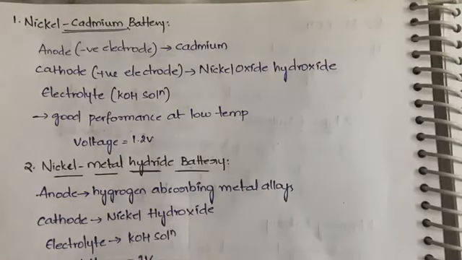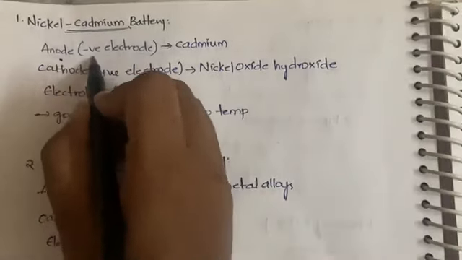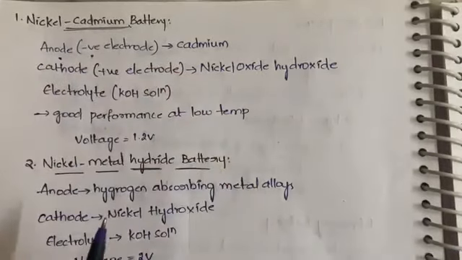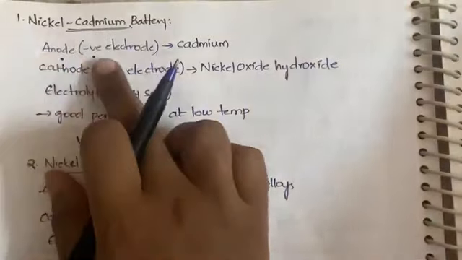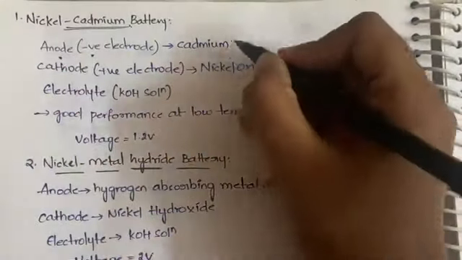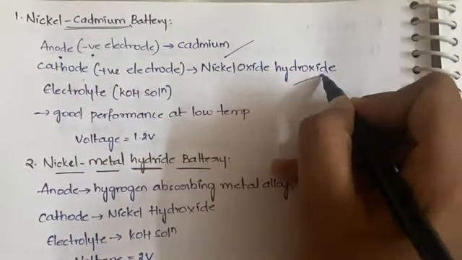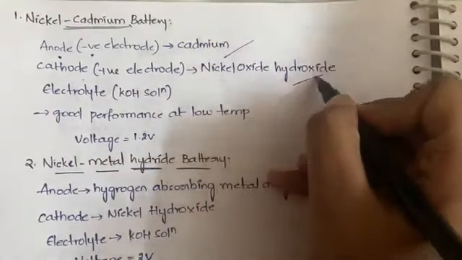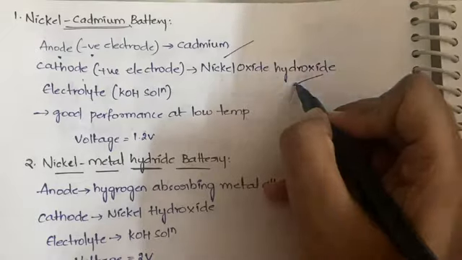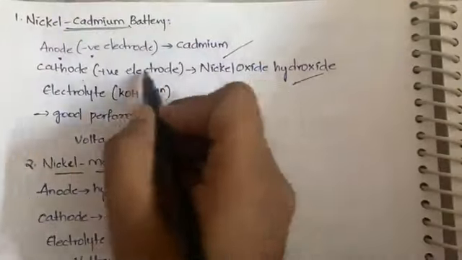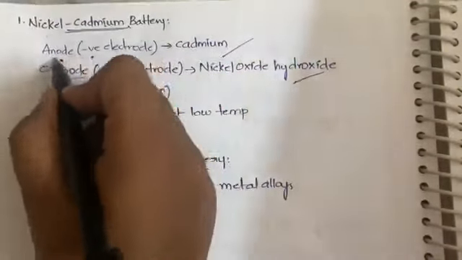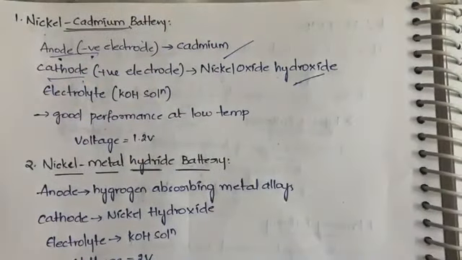Okay, first one is nickel cadmium battery. In this, anode means negative electrode, guys. I just said you right now, right? So anode is negative electrode, and the negative electrode is cadmium. Okay, and moving on to the cathode, it is nickel oxide and nickel oxide hydroxide. So that is why I said nickel cadmium. Nickel is being used at cathode and cadmium is being used at anode. Okay, and the electrolyte is potassium hydroxide solution.